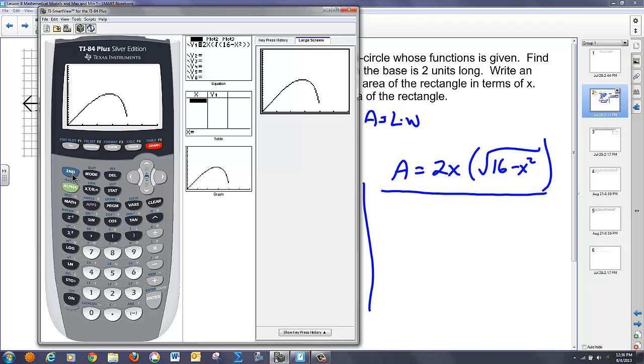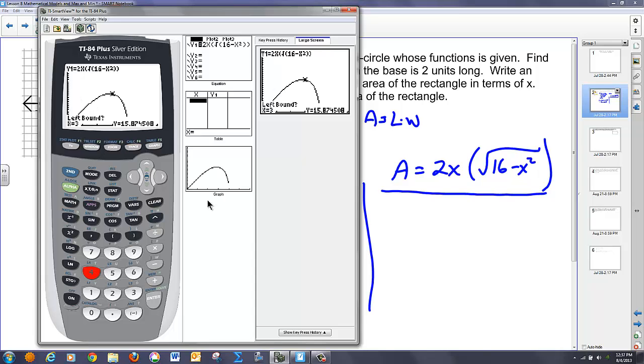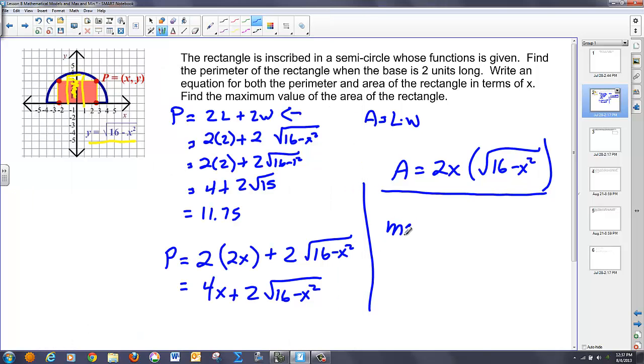And we found maximums before by going second, calculate maximum, which is the number 4. It says go to the left of that high point, which is somewhere over here. Hit enter. Go to the right of the high point. I'm going to hit enter again. And then hit enter the third time. And what I have now is I have a maximum value of 16. And that would be in square units.